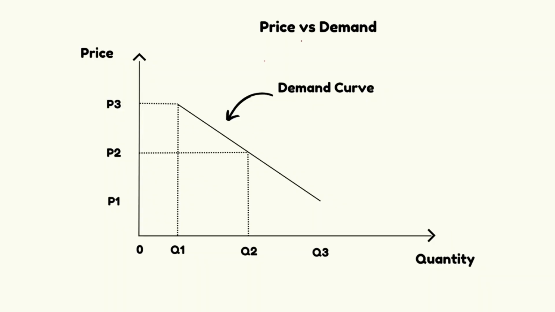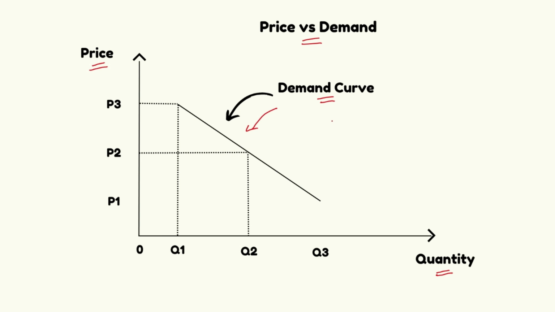Now let's discuss the relationship between price and demand. The y-axis depicts the price and the x-axis depicts the quantity demanded. And this is the demand curve. Even though this is a straight line, in reality this will be a curve, so that is why this is called the demand curve. The straight line is a simple illustration so we can understand the relationship between price and demand.